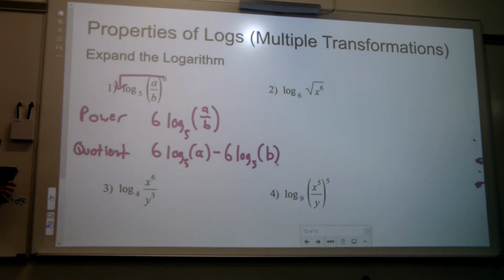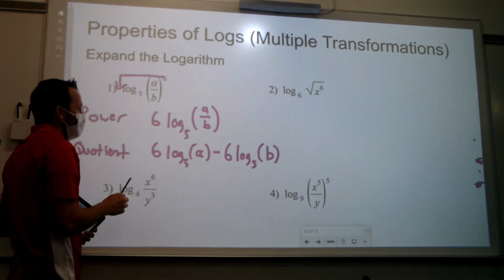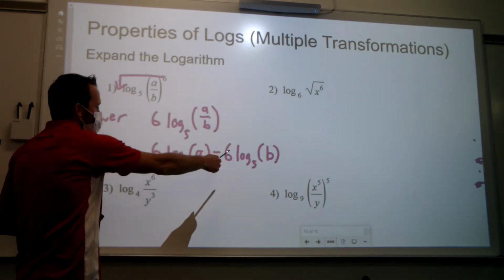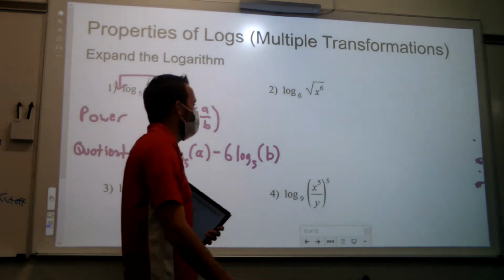So do you guys see how we did 2 properties there? I did power by bringing the 6 down. Quotient, I saw we're dividing, so 2 logs that are subtracting. But since I'd already brought the 6 down, it just stays with it. Alright? So I did 2. Now let's go to another one.